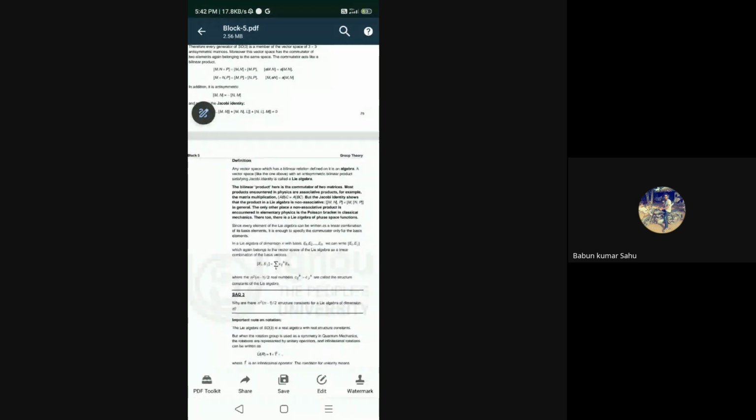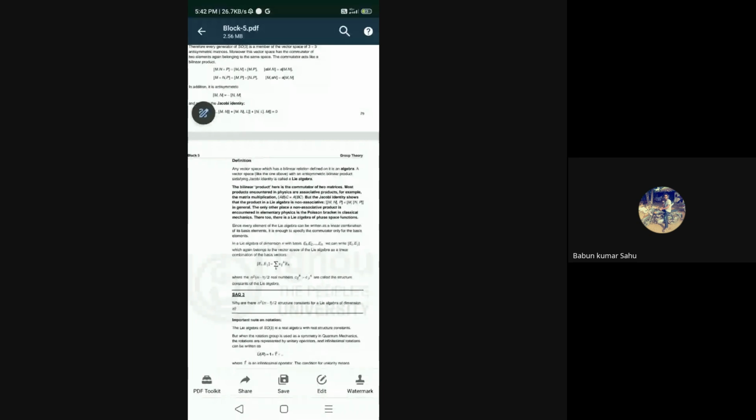Most products encountered in physics are associative products. For example, in matrix multiplication, (AB) multiplied by C is equal to A multiplied by (BC). But the Jacobi identity shows that the product in a Lie algebra is non-associative. That is, [[M, N], P] is not equal to [M, [N, P]] in general. The only other place a non-associative product is encountered in elementary physics is the Poisson bracket in classical mechanics. There too, there is a Lie algebra of phase space functions.